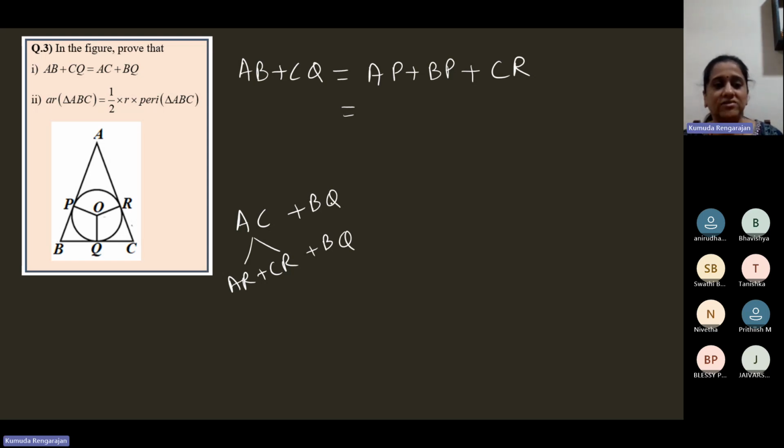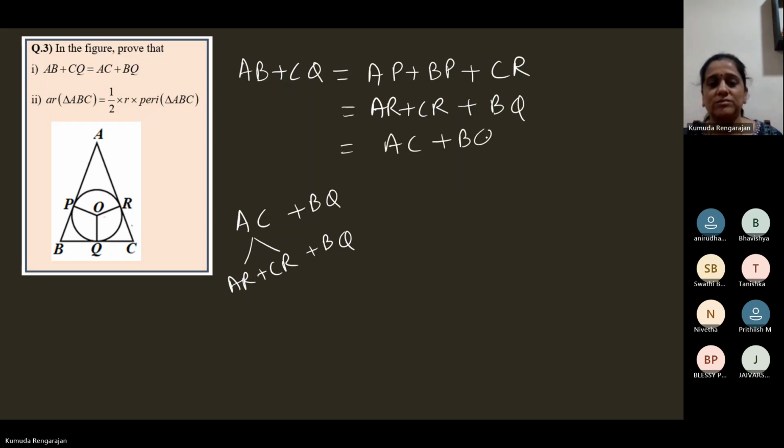So how do you get AR and CR? What is AP? AP is nothing but AR. And CR we already have here, plus CR. Plus BP is nothing but BQ. That's it. AC plus BQ.